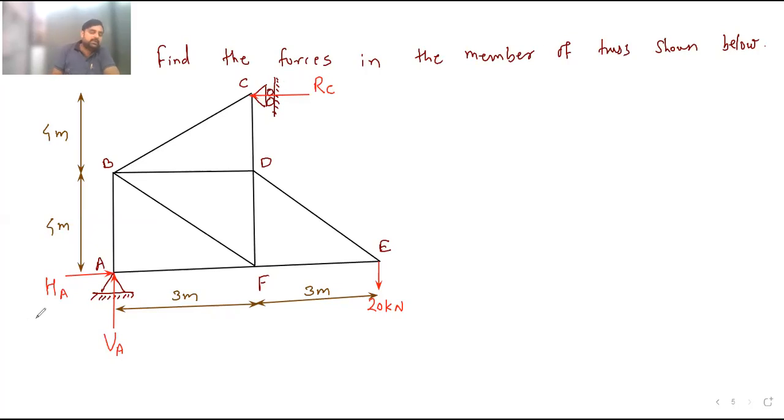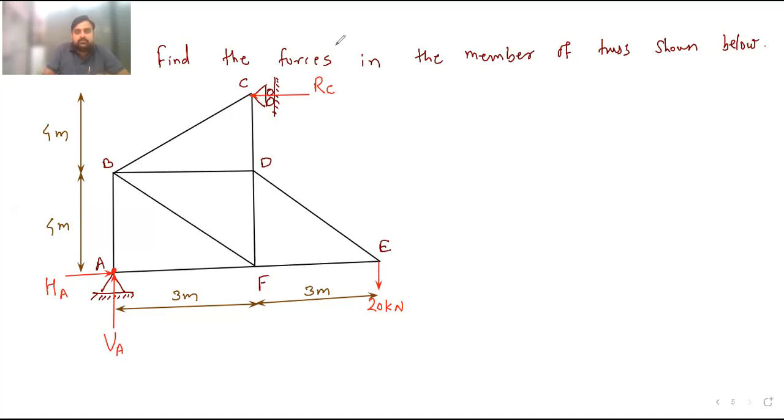Okay, so the next thing is how we are going to solve the problem. First of all, we need to calculate the reactions. So we should take the moment at point A equal to 0. If we take the moment at point A equal to 0, HA will become 0, VA will become 0, and we will apply to whole truss. Then only RC is there and only 20 kilonewton.